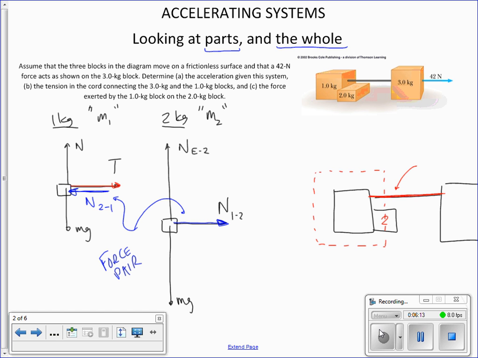Okay, so now we have identified all the forces acting on mass 1 and mass 2, M1 and M2, the 1 kilogram mass and the 2 kilogram mass. If we were to draw our little isolation box around object 2, you notice there are no ropes pulling on mass 2. It's in contact with this surface. It's in contact with that surface. So therefore, there are two normal forces acting on it.